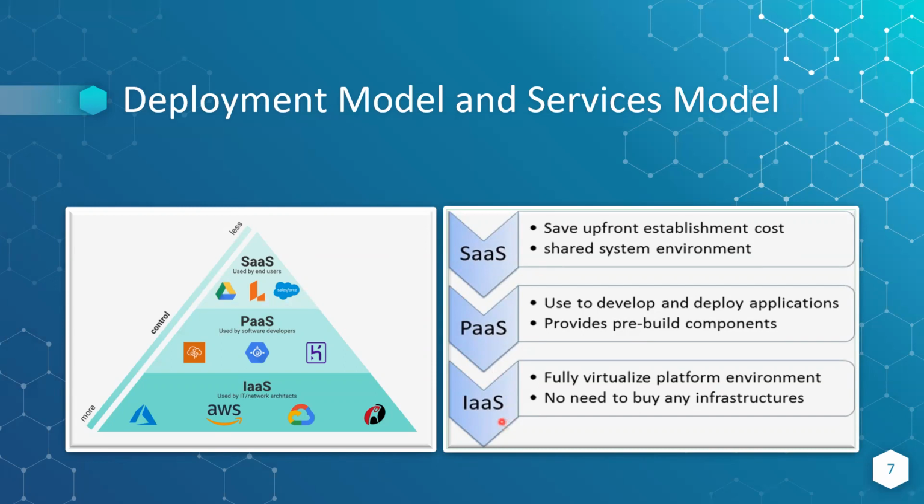And this is infrastructure as a service. It is a type of cloud computing that offers essential compute, storage, and networking resources on demand. For example, Microsoft Azure and AWS. It is a fully virtualized platform environment, and there is no need to buy any infrastructure.